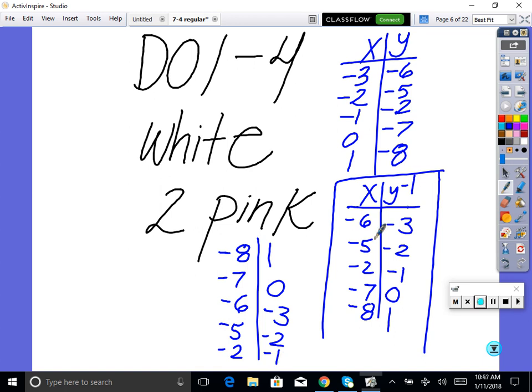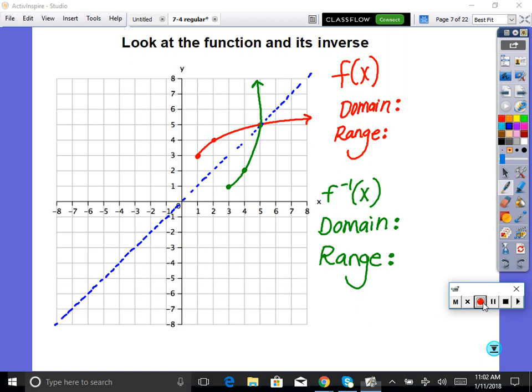The same points. Okay, ready to do 1 through 4 on the y. On the y, it tells you to graph it. I do not want you to graph it. Just write your new points just like I did right here. But on the pink number 2, you will graph it. Ready, set, go.